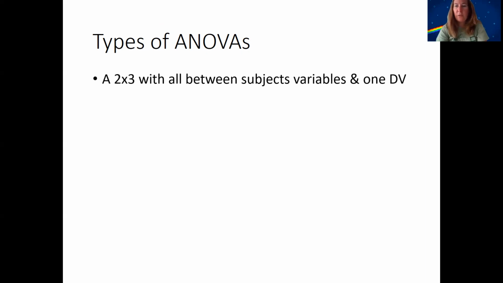Okay, so let's do a little practice here. If we have a 2x3 ANOVA, and all of these are between subjects variables and we only have one dependent variable, this would be called, if I was to ask, what kind of ANOVA are you going to use on this? You would use a two-way randomized univariate ANOVA.